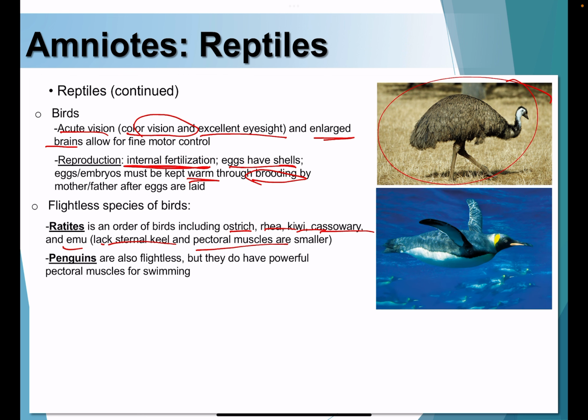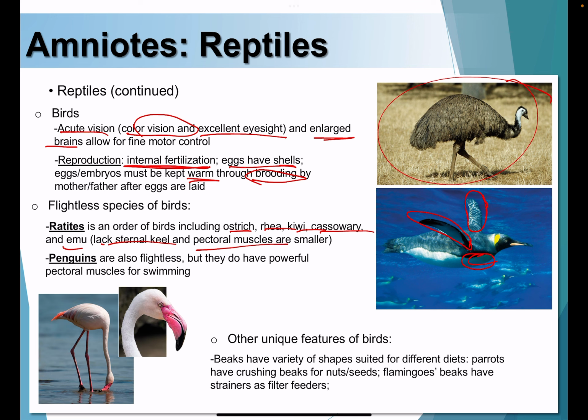Penguins are another very cute species of birds, and another favorite of mine. They are flightless, but they do have powerful pectoral muscles down here for the purpose of swimming, because penguins can swim. They also have appendages or limbs that look like flippers to enhance their ability to swim efficiently.